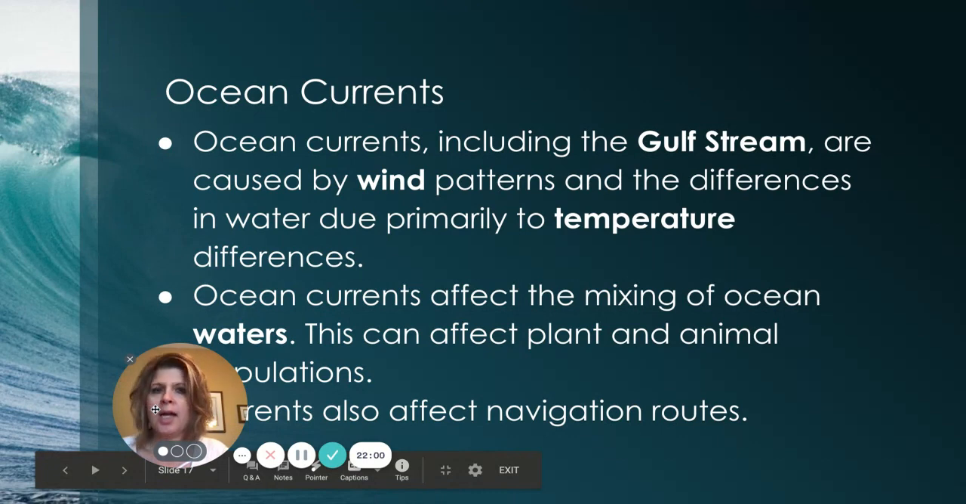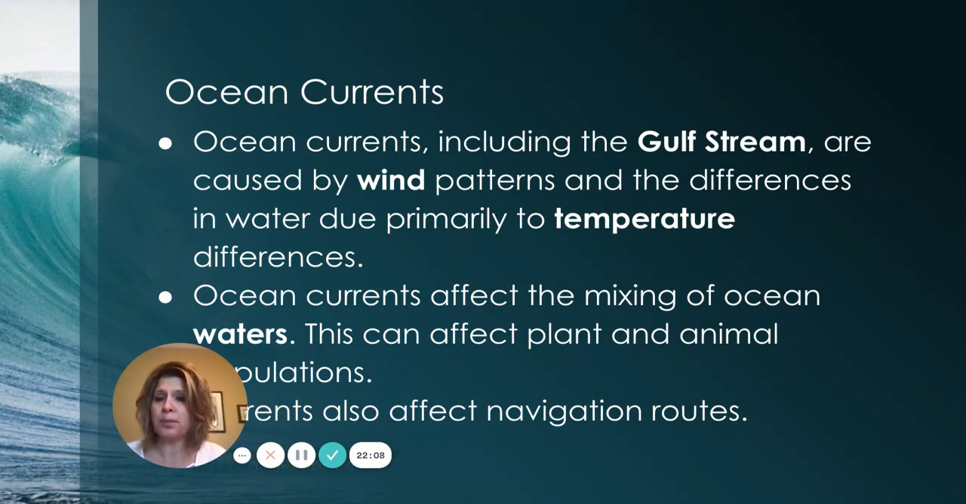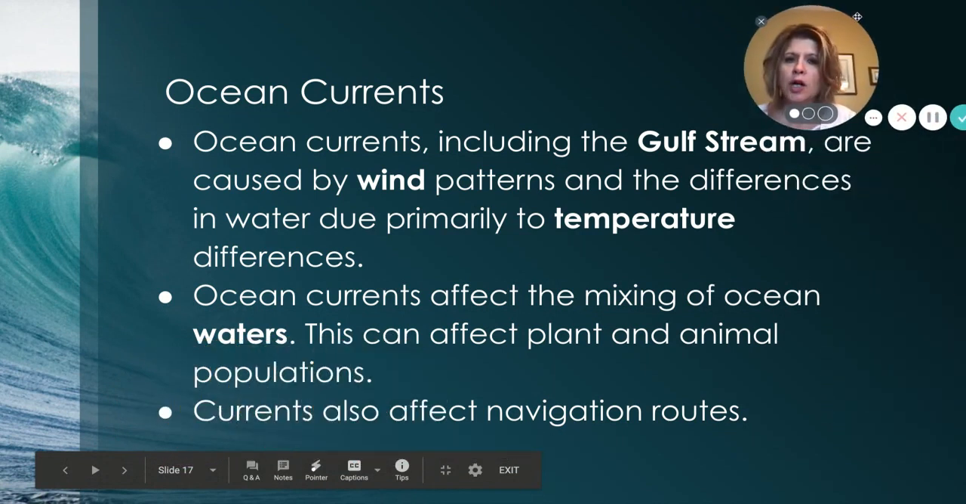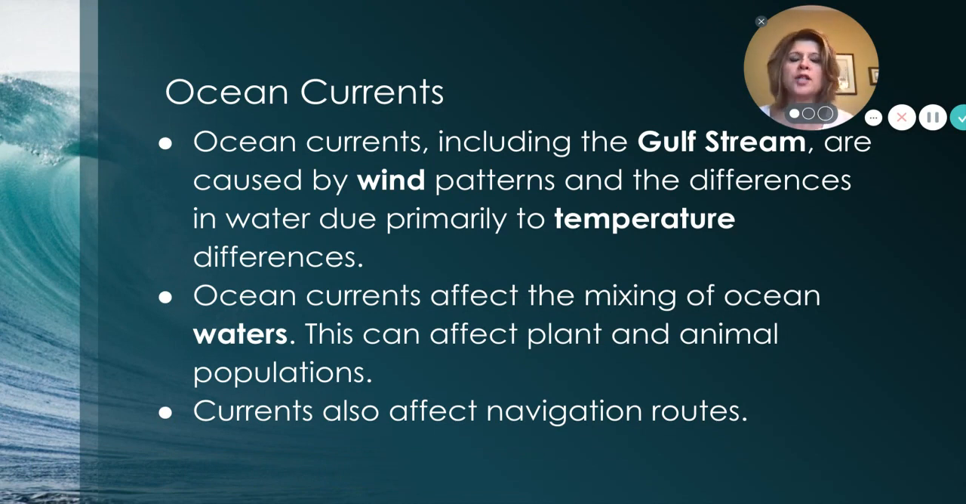Ocean currents, including the Gulf Stream that we just discussed, are caused by wind patterns and differences in water, primarily due to temperature differences. The ocean currents affect the mixing of ocean water, which affects the plant and animal populations. Currents also affect the navigational routes, meaning how our ships travel in order to get supplies from different countries.